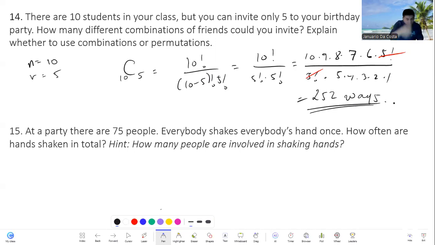Okay. Now what about number 15? I think I'll make this a homework. I think I've given you enough examples already.